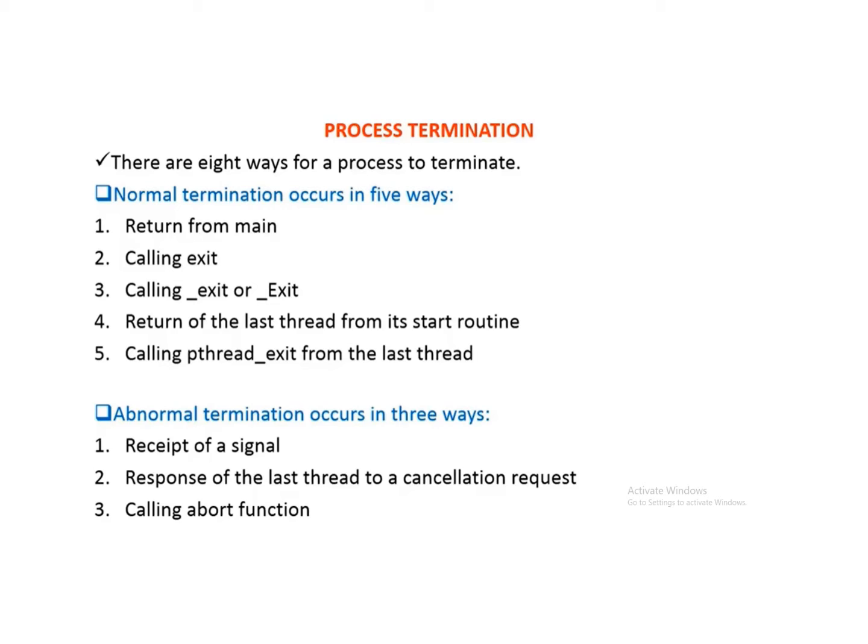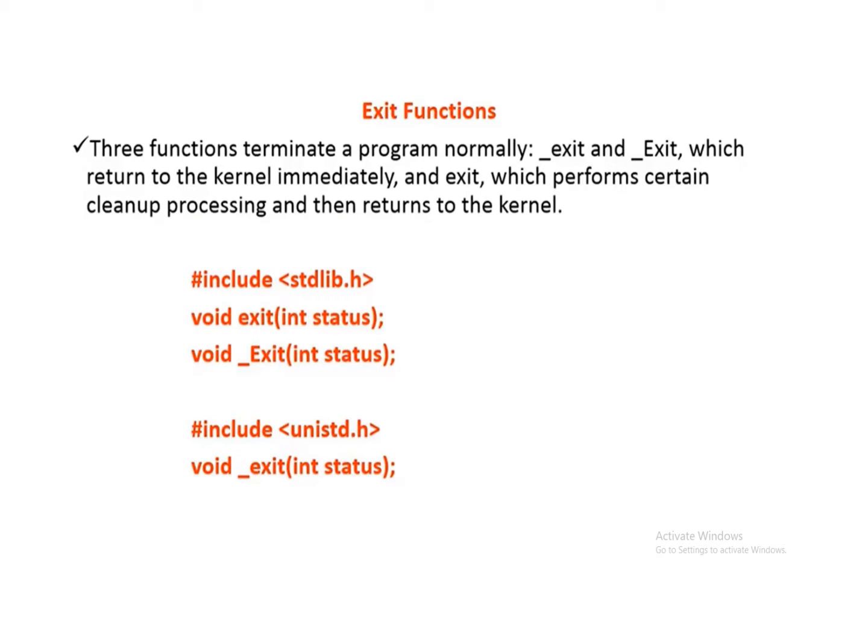Then the fourth form is return of the last thread from its start routine, and the fifth is calling pthread_exit from the last thread. For abnormal termination: receipt of a signal, any signal you get from external devices, like abort or something; response of the last thread to a cancellation request; and calling the abort function. So these are the three different ways for abnormal termination.